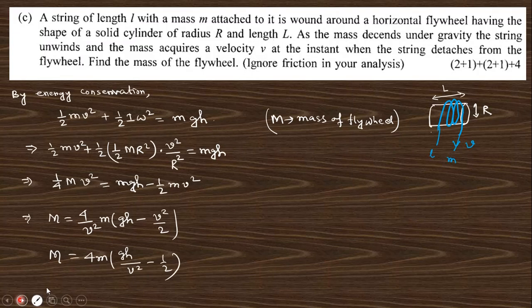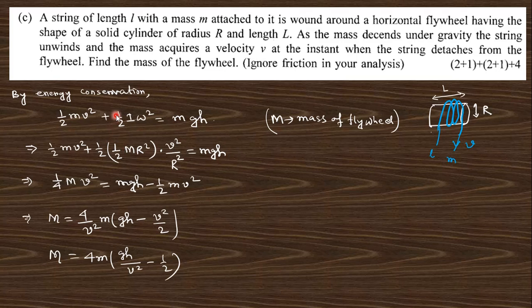Next question. A string of length L and mass M is attached to and wound around a horizontal flywheel having the shape of a solid cylinder of radius r. This is a solid cylinder with radius r and length L. As the mass descends under gravity, the string unwinds and the mass acquires velocity v at the instant when the string detaches from the wheel. Find the mass of the flywheel.